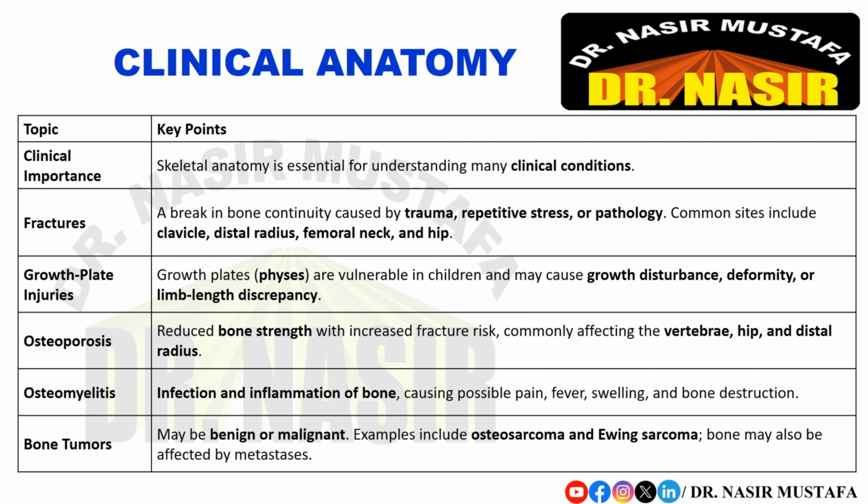Common fractures. A fracture is a break or disruption in the continuity of a bone. Fractures can occur because of trauma, repetitive stress, or underlying pathological conditions. Common clinically important fractures include fractures of the clavicle, distal radius, neck of the femur, and hip region. The anatomical location of a fracture determines which nerves, vessels, muscles, or joints may also be at risk.